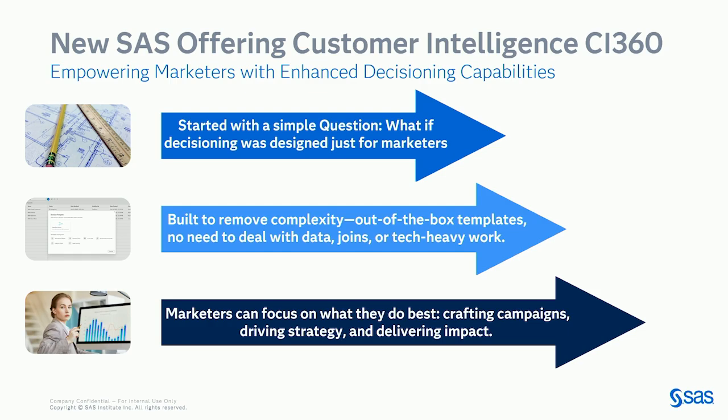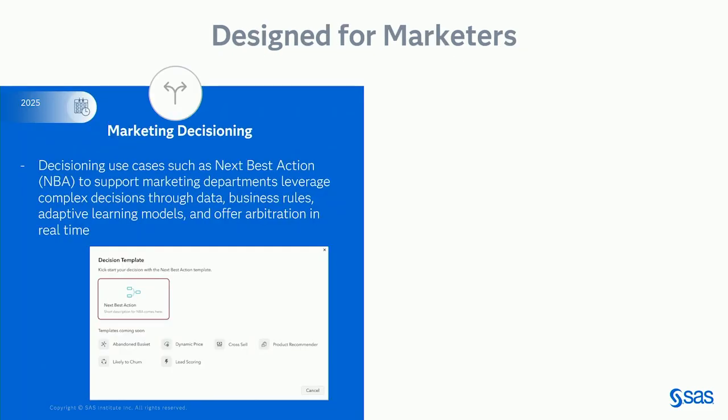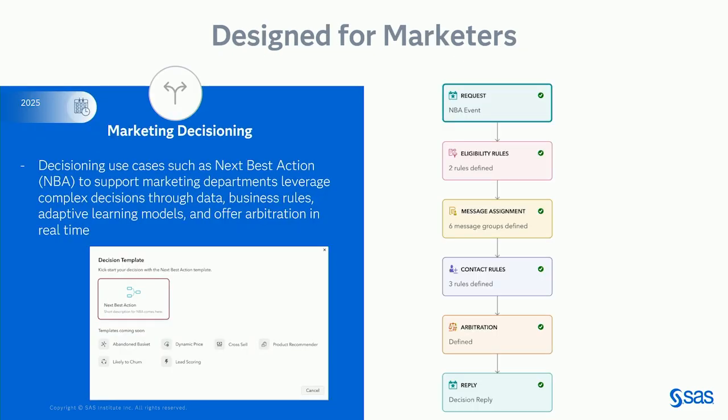As product managers, when we were designing the product, our objective was very clear. This has to work for the marketing users. That's how the inception of this product happened. SAS Marketing Decisioning is here to simplify the lives of the marketing users. We are going to offer out-of-the-box templates for common business use cases in the space of decisioning, such as next best action, next best offer, lead scoring, price scoring, and many more. These templates are going to be fully customizable to meet the unique needs of every organization.